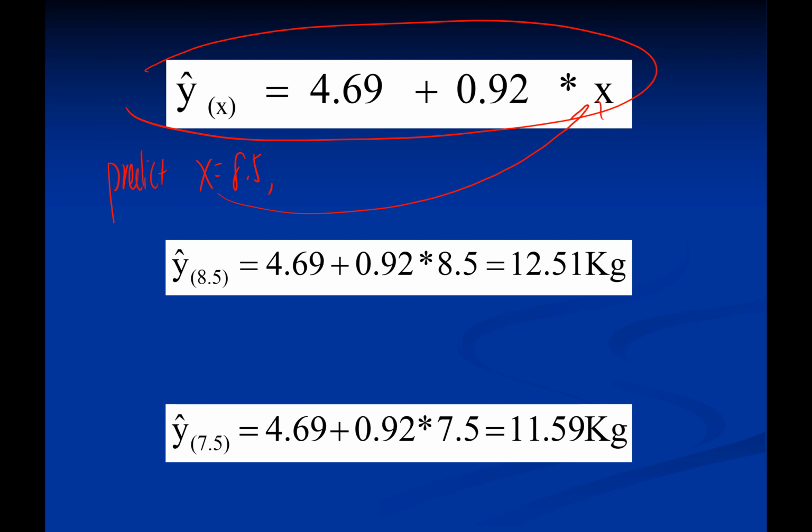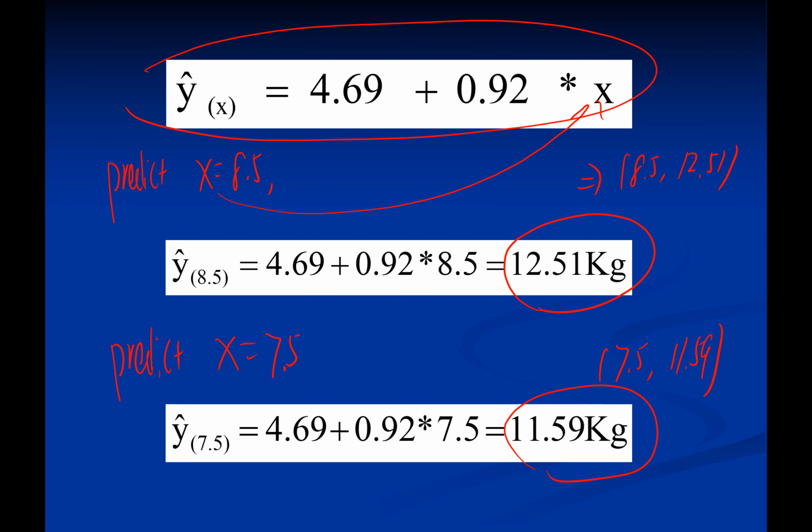And the second one, predict the weight for age equal to 7.5 years old. Again, plug the 7.5 into the regression equation, and we come up with 11.59 kilograms. Now we get two ordered pairs. The first one is 8.5, 12.51. The second one is 7.5 and then 11.59.